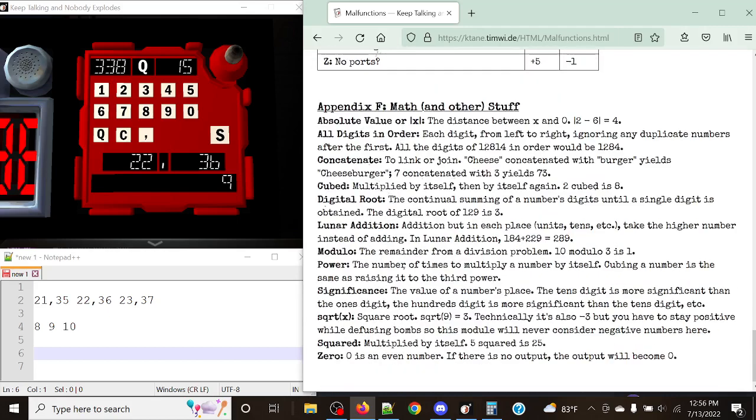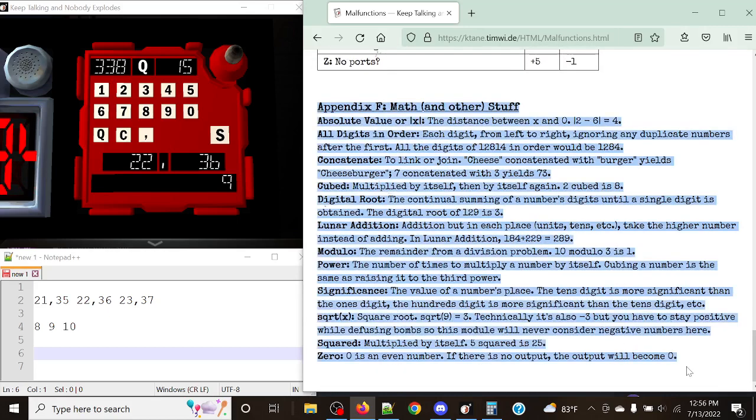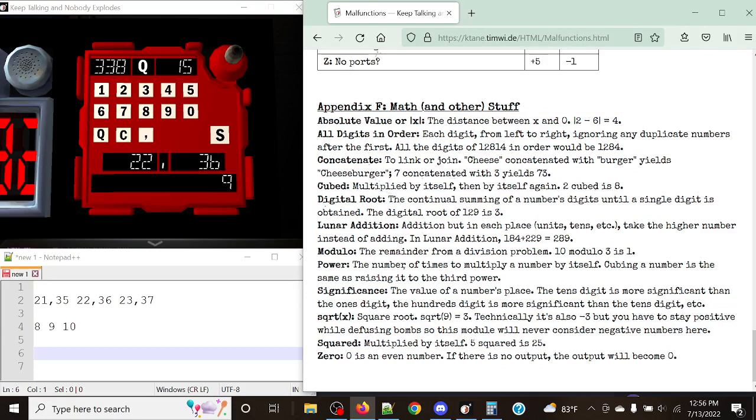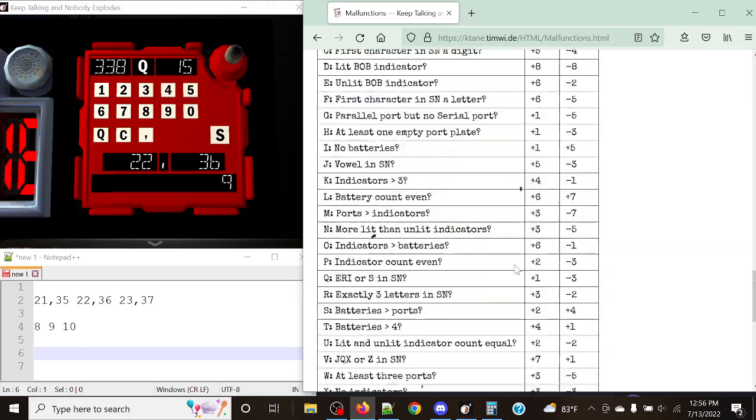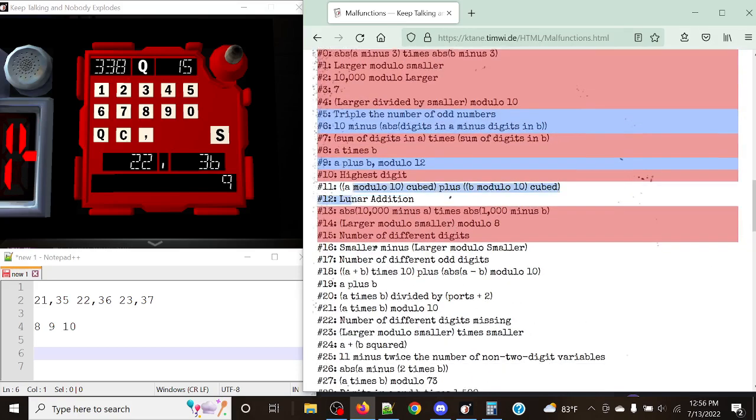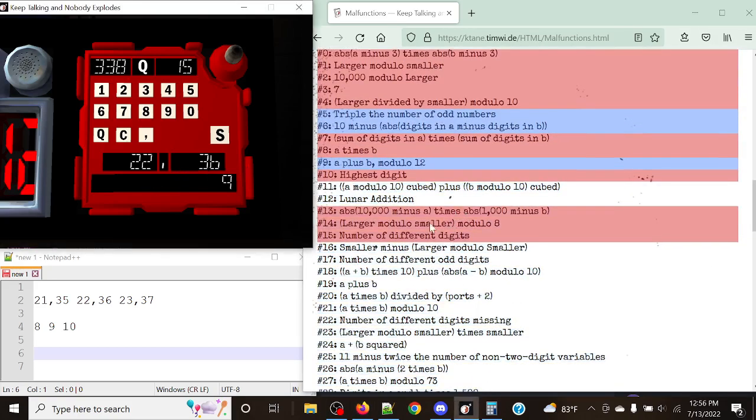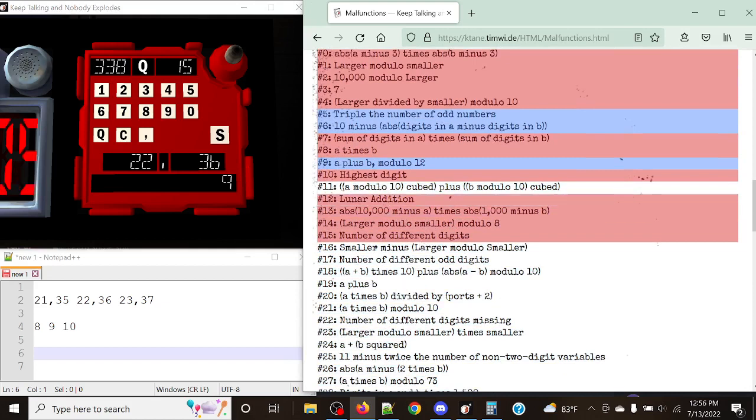For those of you who are wondering, there is an appendix of math and other stuff down here. Lunar addition works as addition, but in each place, it takes the higher number instead of adding. So in this case, 184 plus 229, it's going to take the 2 for the first position, the 8 for the second position, and the 9 for the third. That's going to give us 289. It's comparing two numbers together. In this case, if we were to do lunar addition, it would result in a 36. Not going to work. And then A modulo 10 cubed plus B modulo 10 cubed, not going to work.